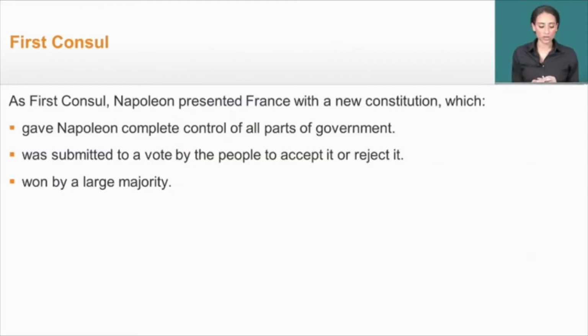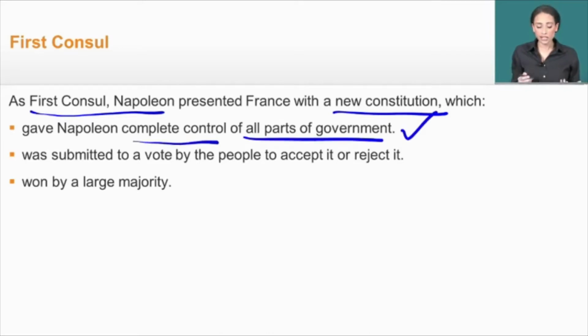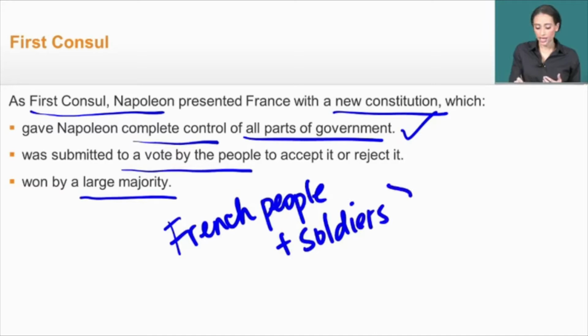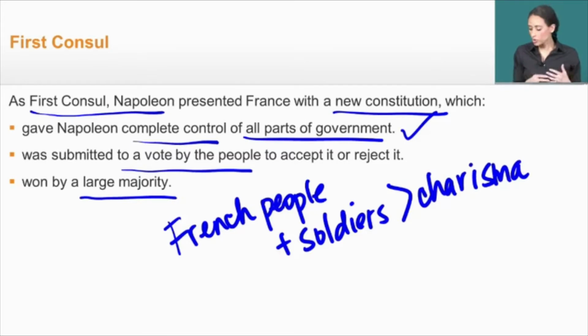Now, the first consul, which Napoleon himself is represented by, presents France with a new constitution. In this new constitution, Napoleon is given complete control of all parts of government. Now, this is submitted to a vote by the people to either accept or reject it, and it wins by a large majority. And this is because he has the support of the French people and soldiers because of his unyielding charisma. So eventually Napoleon's going to find himself reshaping France, and that's what we'll look at next.